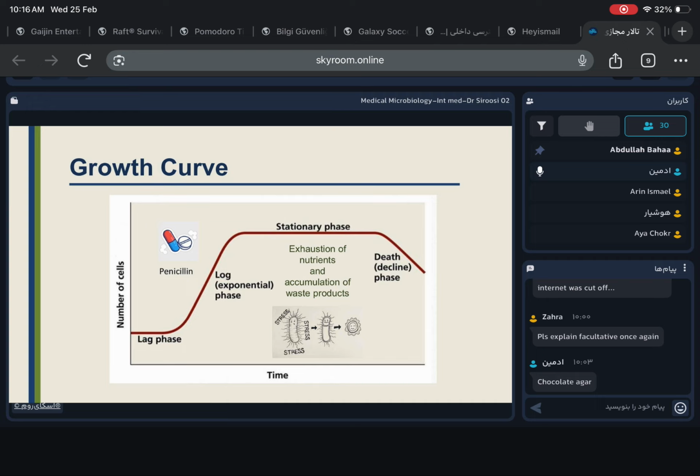And let's get back to the stationary phase. If the bacterium is able to form spores, they do this during the stationary phase. I told you that the limitation of nutrients actually triggers spore formation. And here in the stationary phase, we have limitation of nutrients, and that's why bacteria start to form spores during this phase.